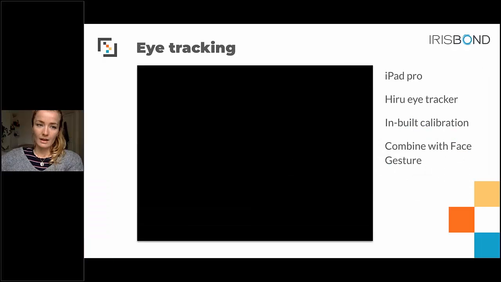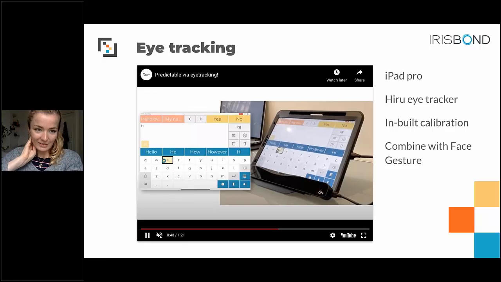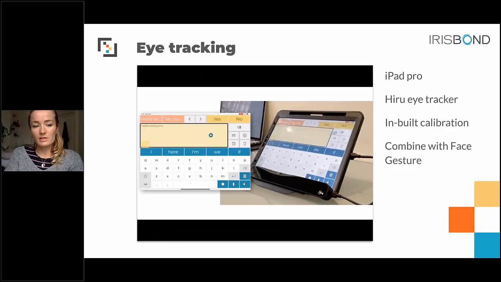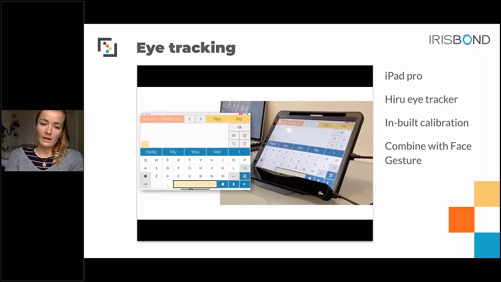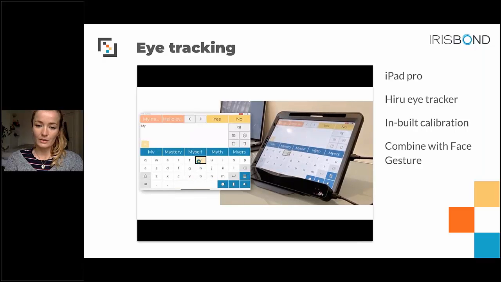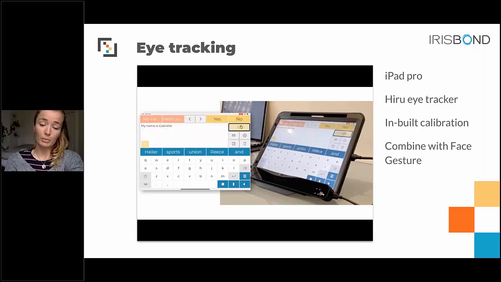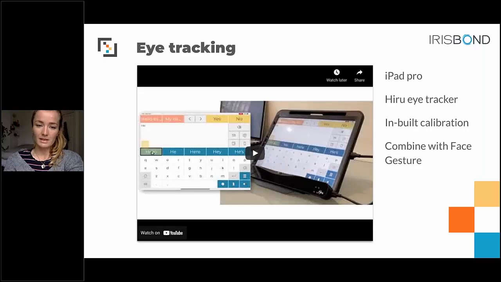And finally, the most exciting one: Predictable can now be used via eye tracking. As you can see in this video, we recently integrated the Hiru eye tracking method. Hiru is from Irisbond, which is a Spanish company. It's basically an external eye tracking camera that you can plug into your iPad Pro. So something to bear in mind is that you need both an iPad Pro and a Hiru eye tracker device. You just plug in the eye tracker, and there is an inbuilt calibration.